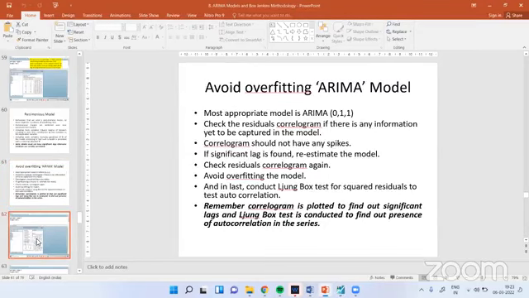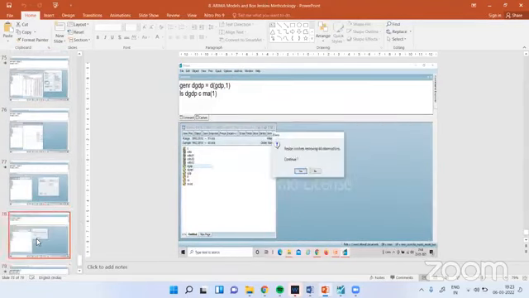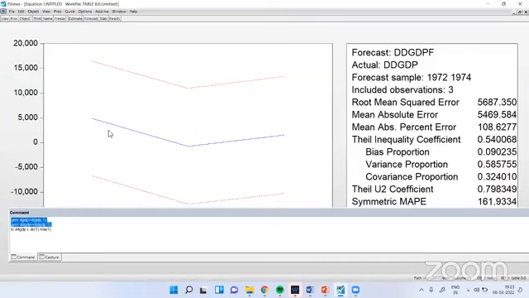Done? Is it done? You got it? Now your model is good if the blue line is between these two red dotted lines. And the forecasting is good. Is it clear?